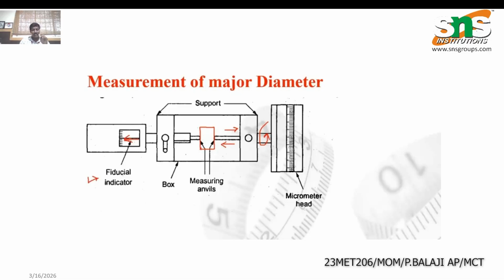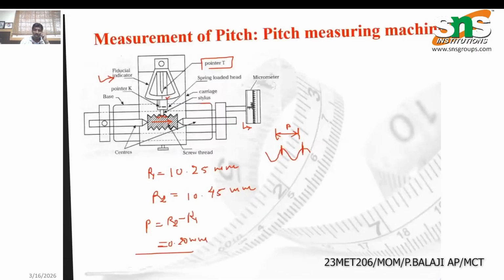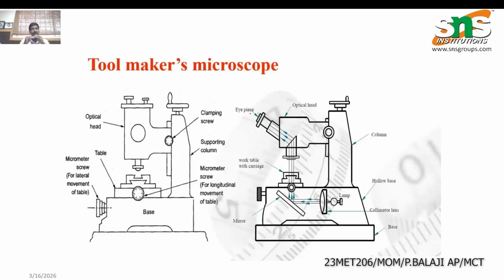In this video we are going to discuss how we can measure the pitch line, how we can measure the minor diameter, and how we can use the toolmaker's microscope for those measurements. So initially we can go with the toolmaker's microscope for the thread measurement. Let us look at the screen.